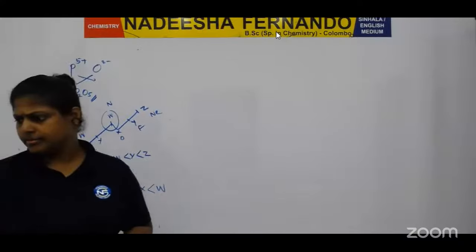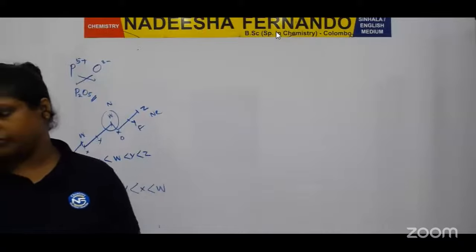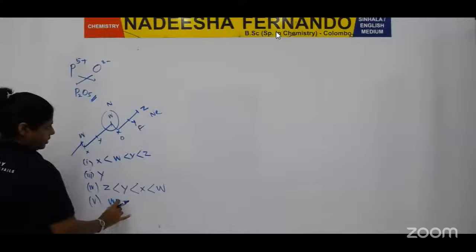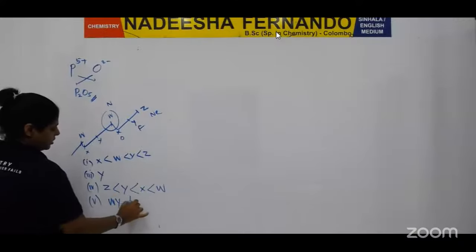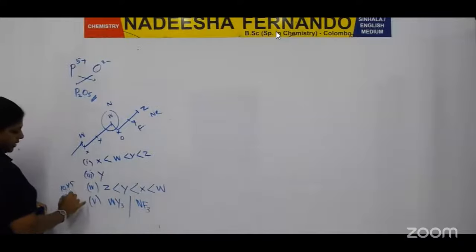Fifth one. W forms a compound with Y. Write the molecular formula of that compound. W and Y are nitrogen and fluorine, so we can write WY3, or you can write NF3. 10 into 5, again 50 marks.